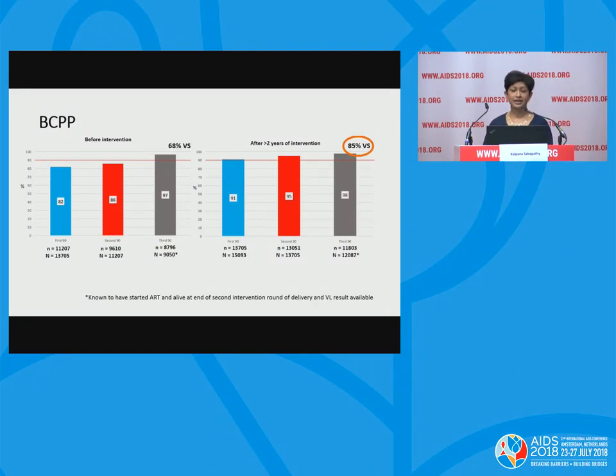So starting with BCPP, I think the obvious thing that stands out here is that coverage was already very high at baseline, but elevated even further after approximately 2.5 years, about 30 months. The resultant level of viral suppression going up to 85% is obviously very impressive and would incidentally meet what would be aimed for if we were looking at the 2030 UNAIDS targets of 95, 95, 95 coverage.